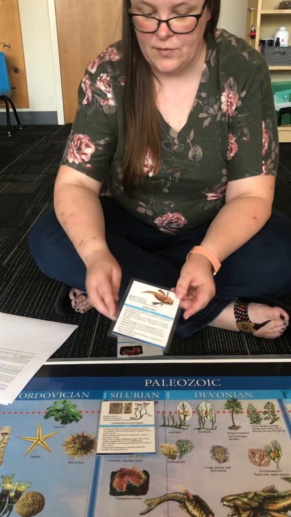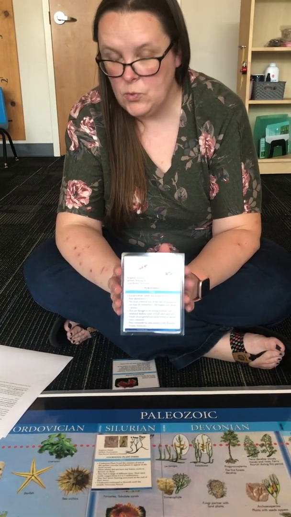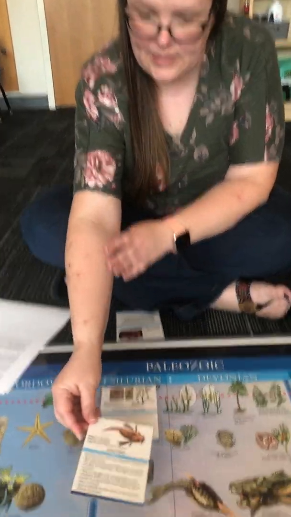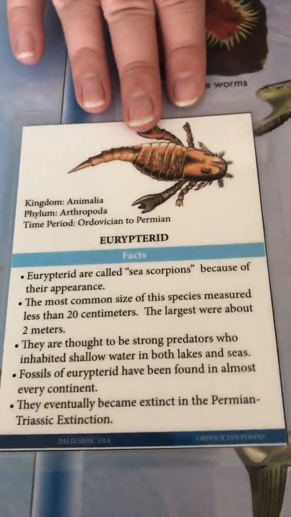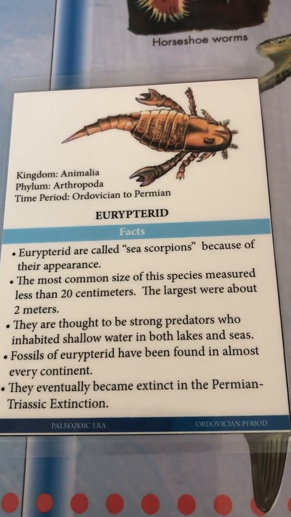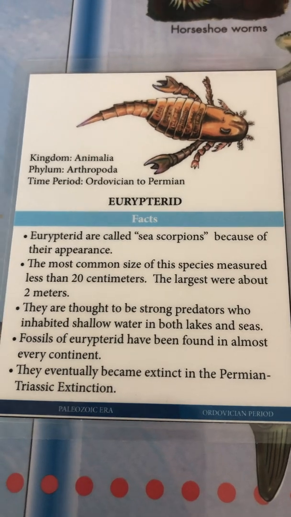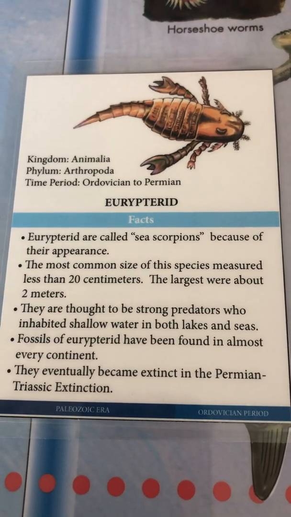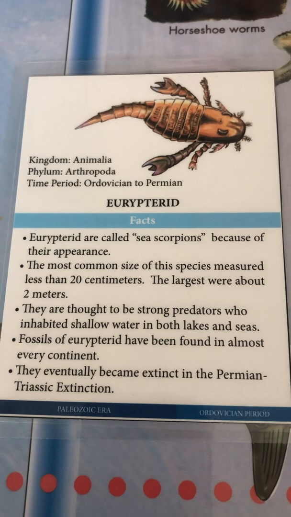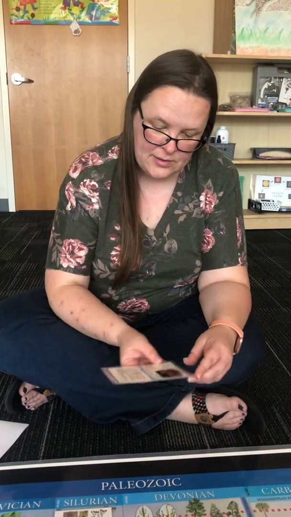Now the Eurypterid, the sea scorpion, these guys were excellent swimmers, and they existed in great abundance. So they survived this great extinction. They were arthropods, and we don't know for sure, but we think that they were the first animal to breathe air. So that's pretty exciting. And another animal that appeared in the Silurian period was the horseshoe worm.